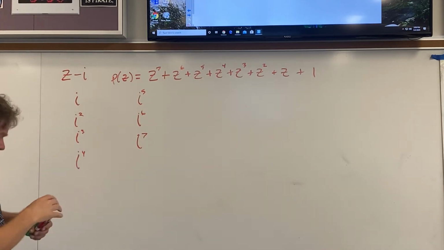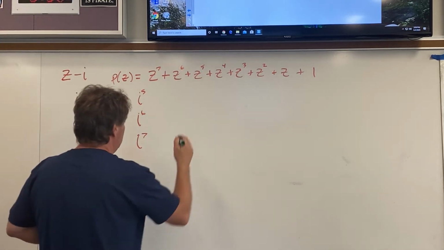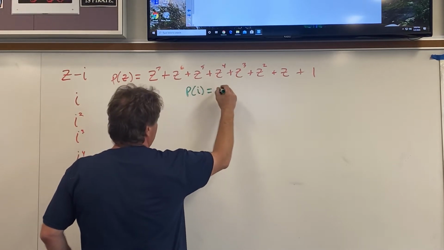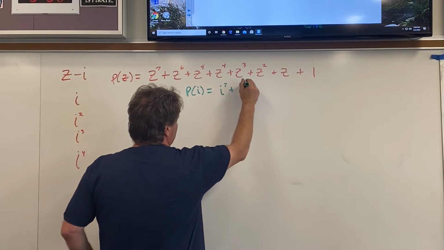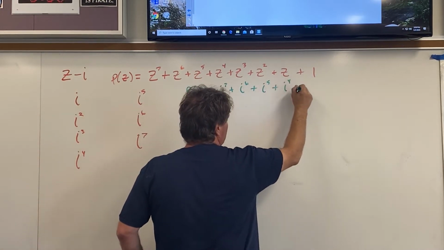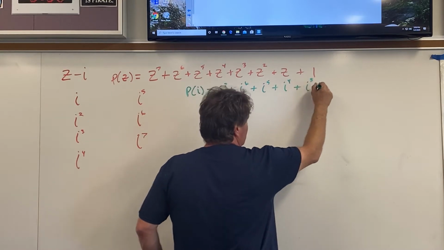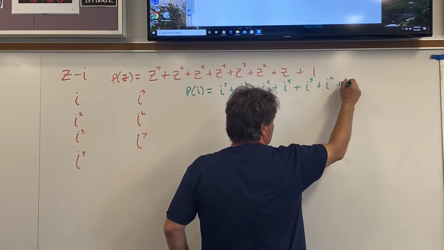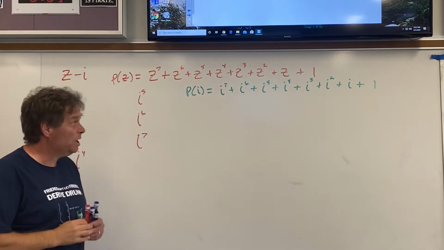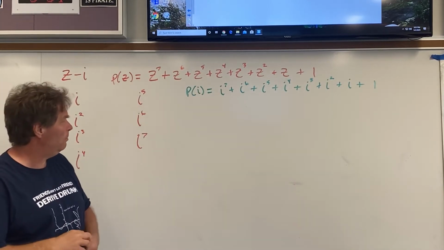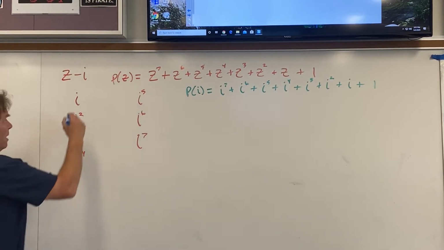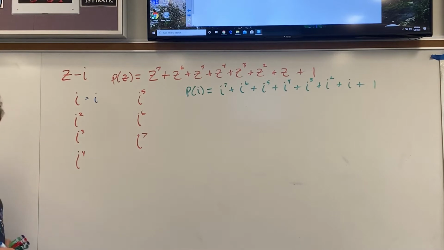Notice when we're plugging this in, P of i turns out to be i to the 7 plus i to the 6 plus i to the 5th plus i to the 4th plus i to the 3rd plus i squared plus i plus 1. That's what you get when you plug in i for the variable z. So now, what do all these simplify to? Well, first of all, i is just i. There's nothing you can do about it.